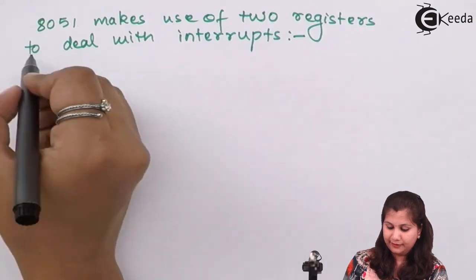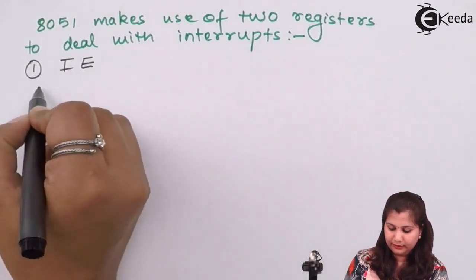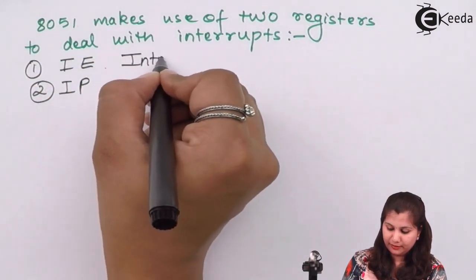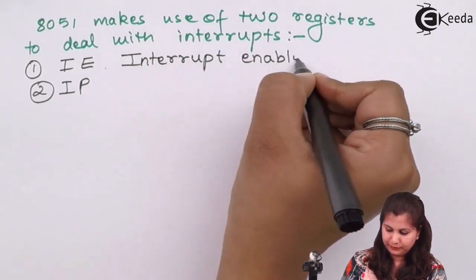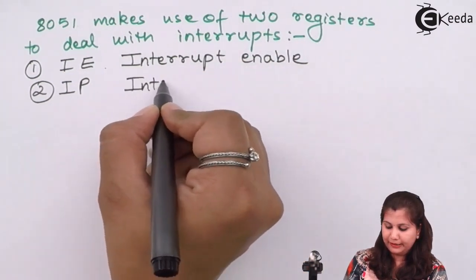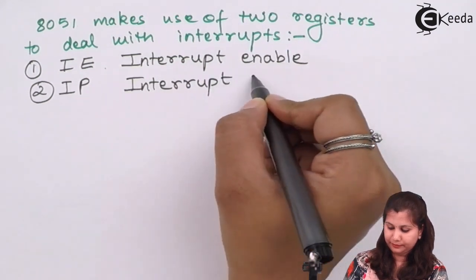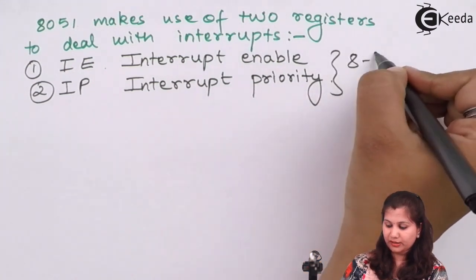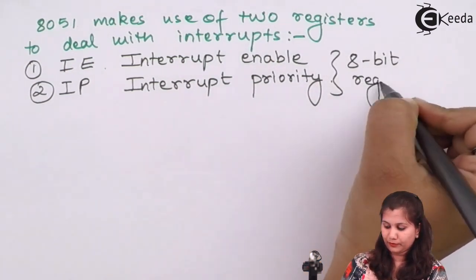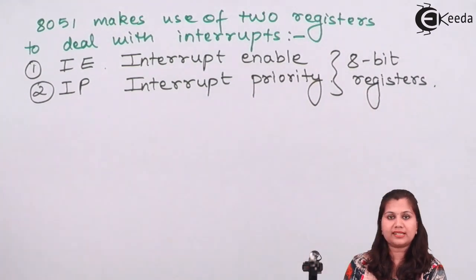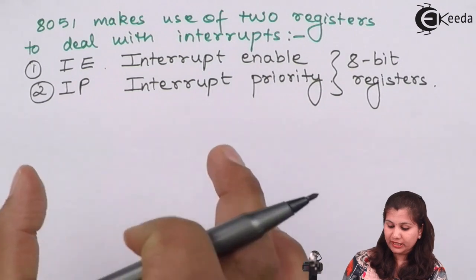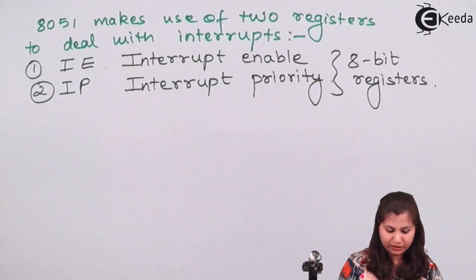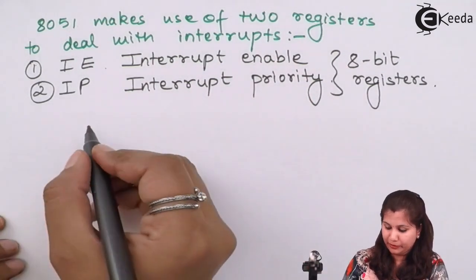These two registers are IE and IP. IE is the interrupt enable register and IP is the interrupt priority register. Both these registers are 8-bit registers. The 8 bits of these registers have defined functions. So let us study the format of the 8 bits of both these registers. First we will start with the IE, that is the interrupt enable register.